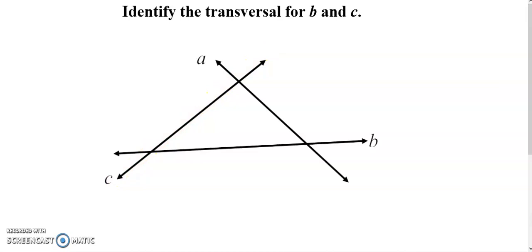Here we're asking, which is the transversal for B and C? Which one line goes over both B and C? Which one line goes over both B and C? And that would be line A. Right there. Boom.